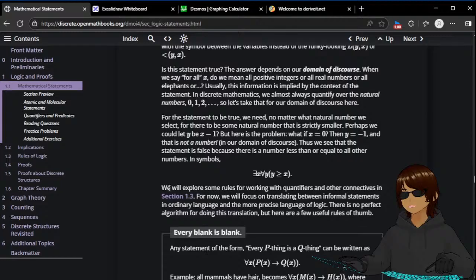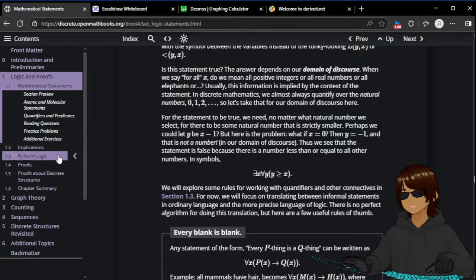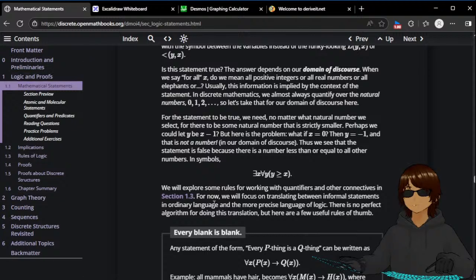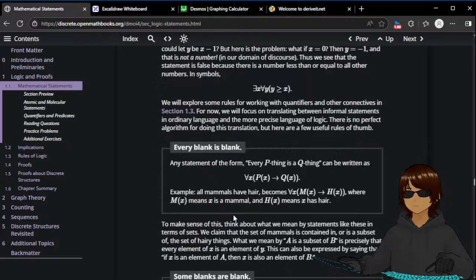We will explore some rules for working with quantifiers, and some other connectives, in section 1.3. For now, we will mention how to translate between ordinary language and the more precise language of logic. There is no perfect algorithm for doing this translation, but here are a few useful rules of thumb.